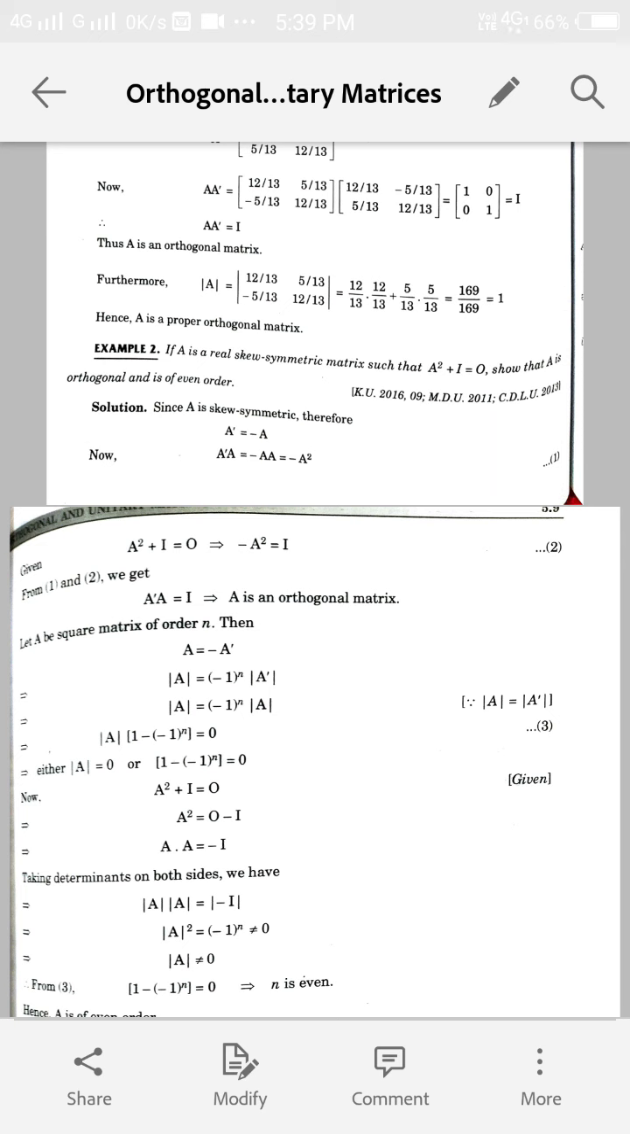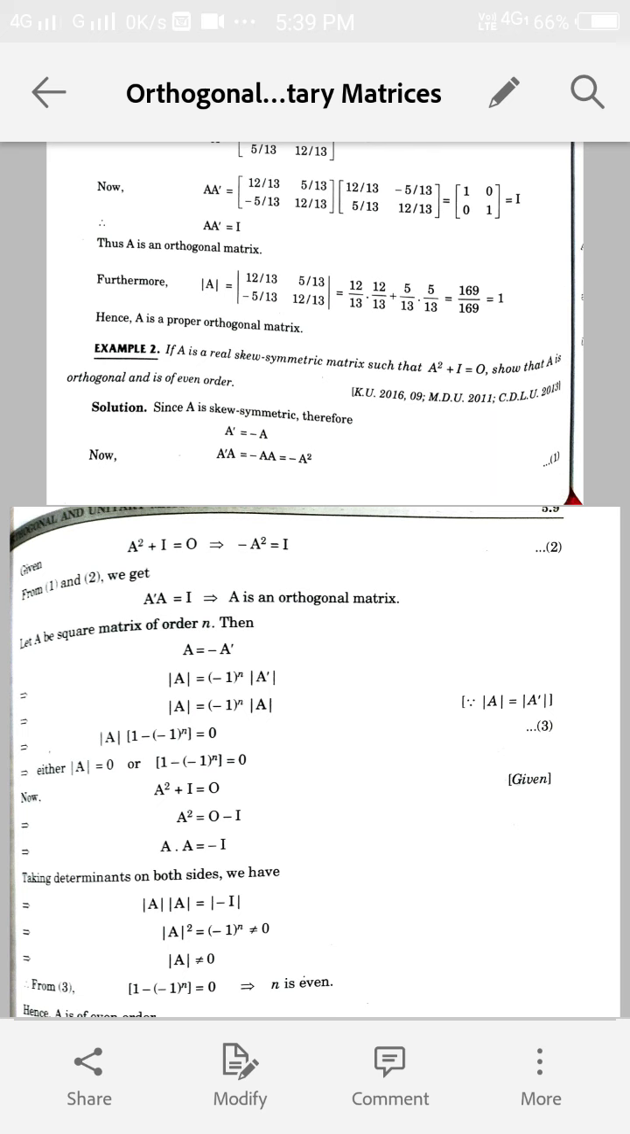square. Now it is given that A square plus identity is equal to 0 matrix. So identity will be equal to minus A square. So replace minus A square by identity in equation 1. So we are here with the equation A transpose into A. This is equal to identity matrix, and from this equation we can say that A is an orthogonal matrix. Now we have proved that A is orthogonal. Now in the second part we are to prove that it is of even order.